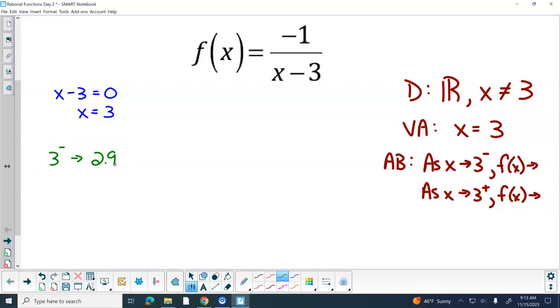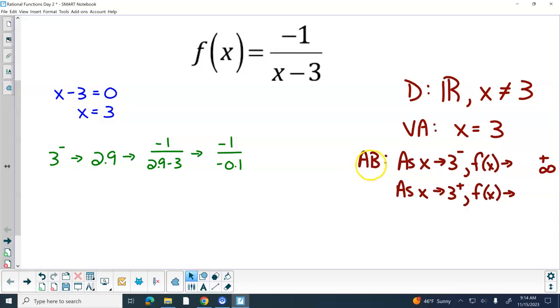If I plug in 2.9 into my function, 2.9 minus 3 is what? Negative 0.1, right? A negative divided by a negative. That's positive, right? So that one is going to go to positive infinity. Hold on, let me move this over a little bit.